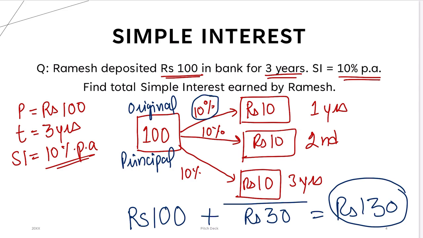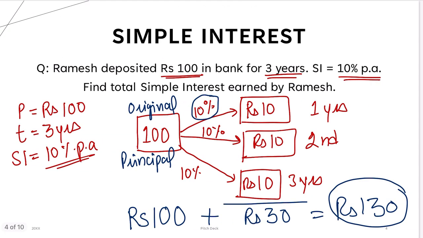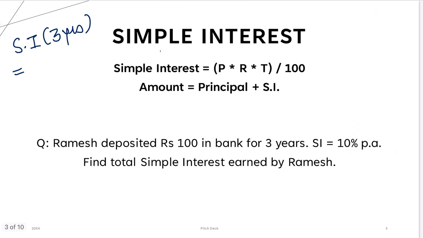In compound interest, it will be different. That we will see after some slides. But for now, you have to understand that it is 10% of the principal. Now let's see what the formulas are. So simple interest after 3 years. To calculate that, what was the total interest after 3 years? Rupees 30. So there is a formula for this.